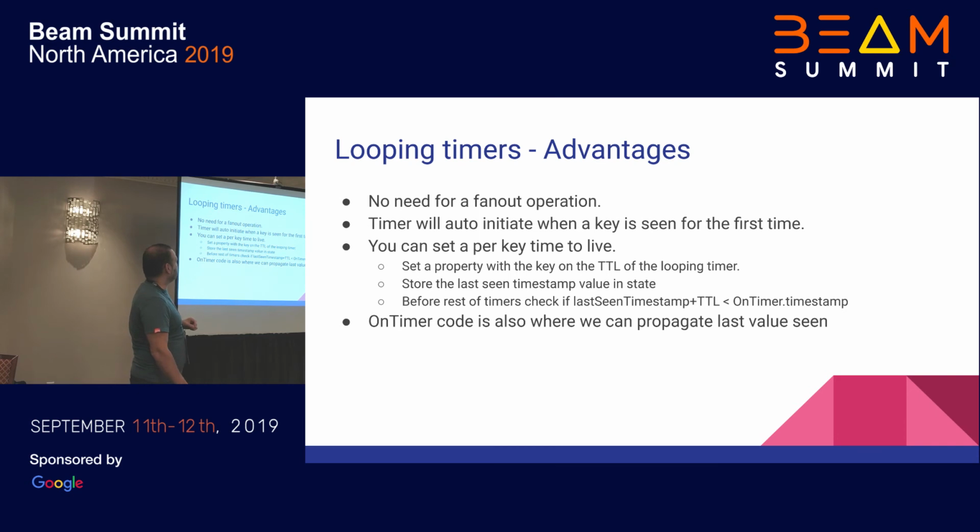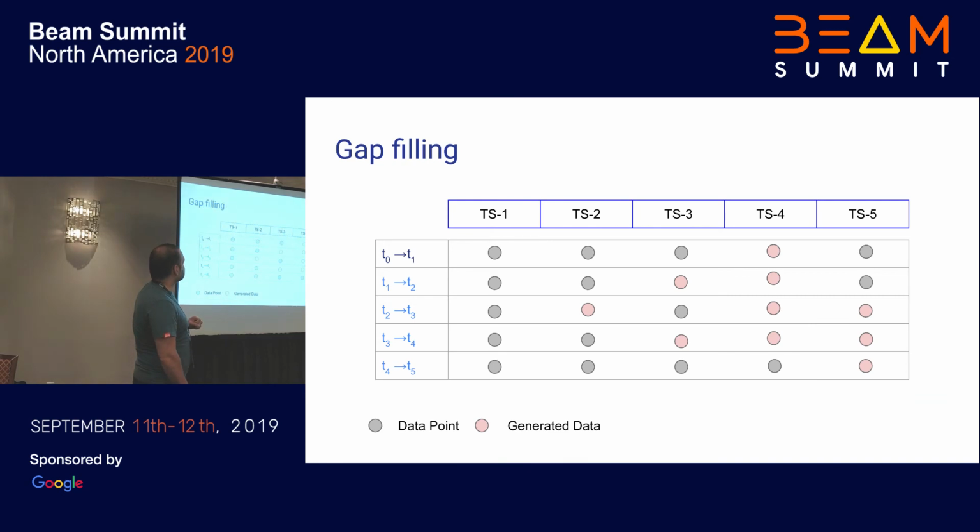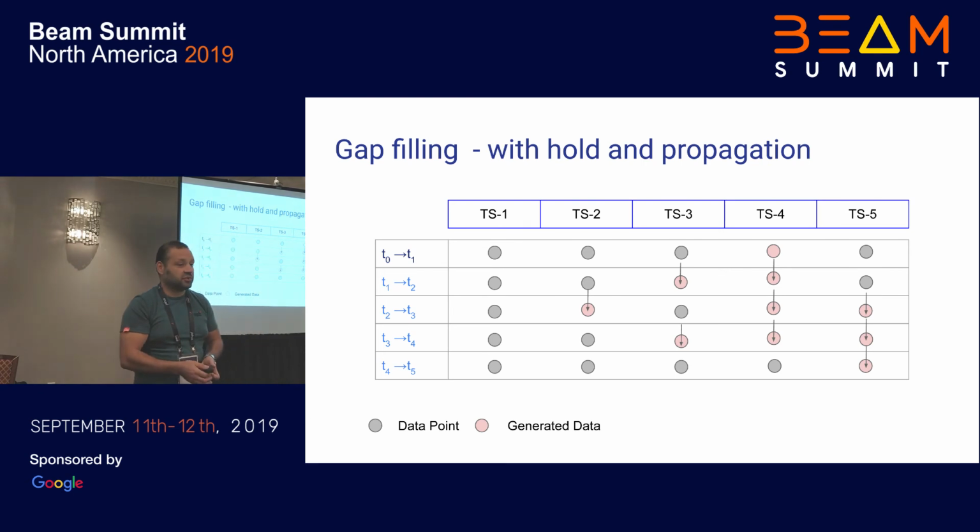The next problem that we have with time series in general, which again we can solve now that we've got this looping timer, is what data to actually put into those gaps when we fire them. So here we have our table now with data points and generated data. But we haven't covered what actual data we want to use there. One of the common things that people ask to do is hold and propagate. So in the financial services use case, if the last value seen for a stock was $1, now that there's no value seen, we still assume $1. So we need to somehow carry that $1 over to the next point when the on-timer fires.